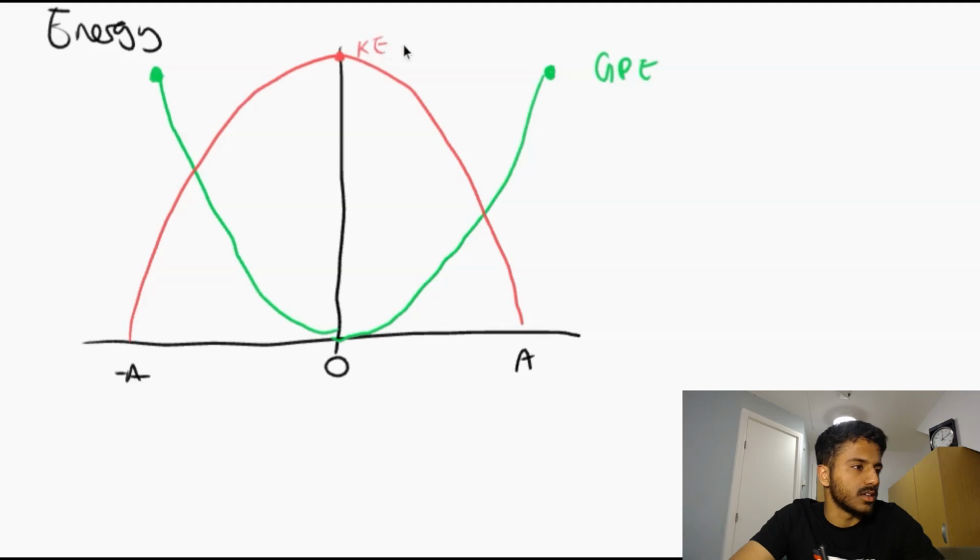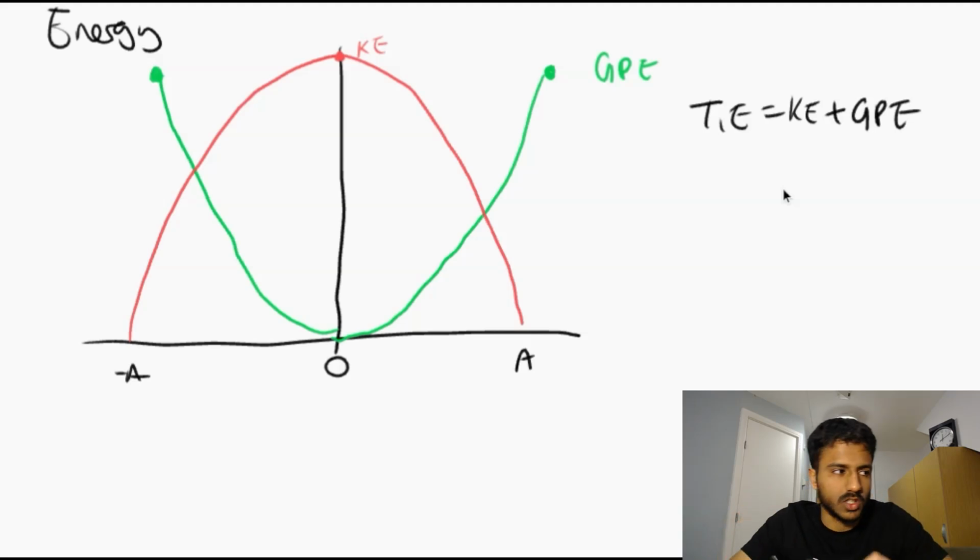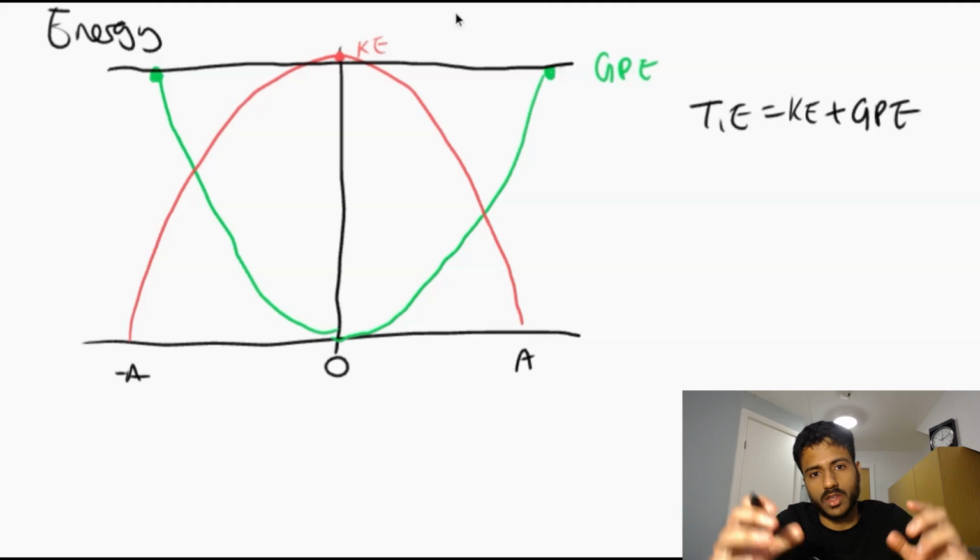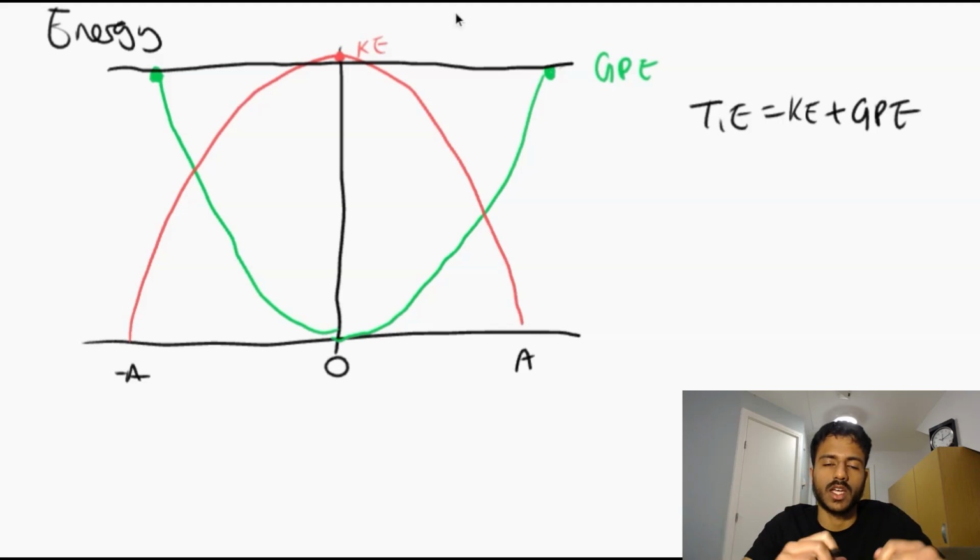So you're going to get a graph that looks like this for kinetic energy. This is KE. So if we were to work out the total energy, which is basically kinetic energy plus gravitational potential energy, which is going to be the sum of these two graphs, you'll notice that you'll get a straight line. And this just shows that energy is conserved in this system, which makes sense. If there was no air resistance, this pendulum would just keep swinging forever.